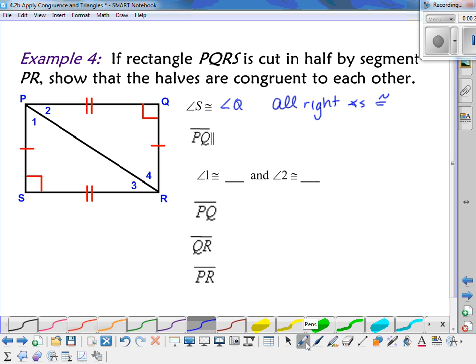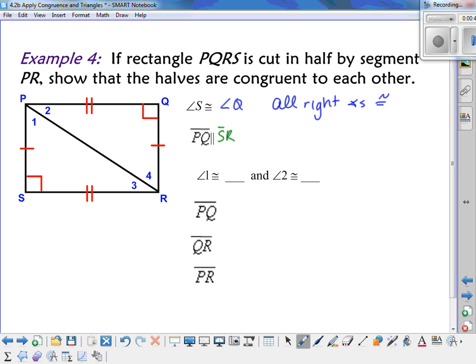It's a rectangle, so because of that, I know that PQ is actually parallel to SR, and I know that PS is also parallel to QR. And that's because opposite sides of a rectangle are parallel.